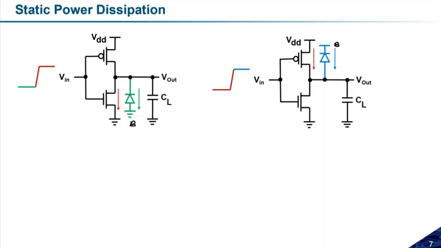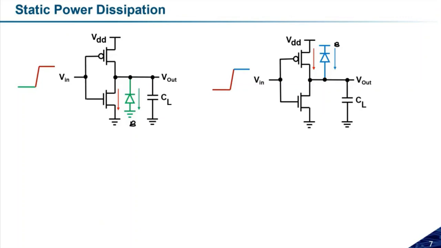So in summary, the static power dissipation is the power dissipation due to the reverse bias diode junction and the subthreshold leakage current. These reverse bias diode junction and subthreshold leakage current are part of the short channel effects. So if the short channel effect is there in any of the devices, then the static power dissipation will definitely be there.